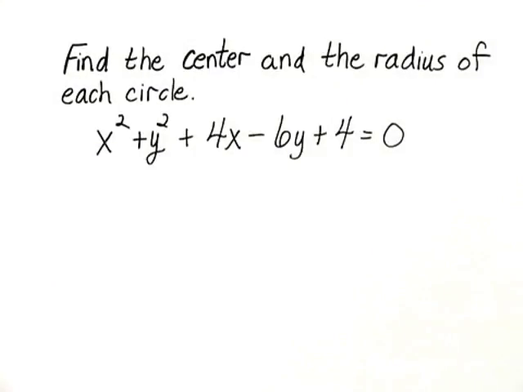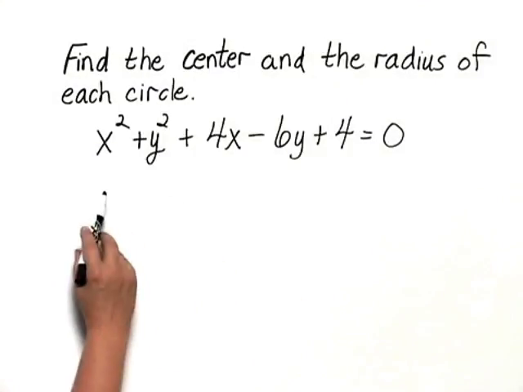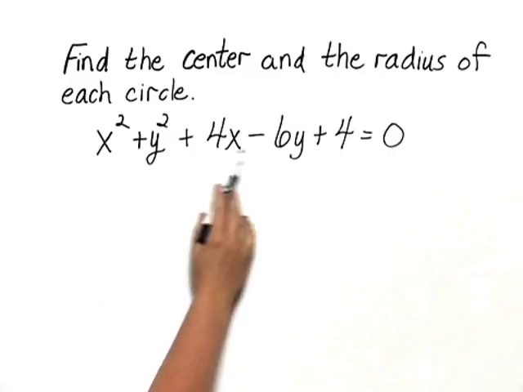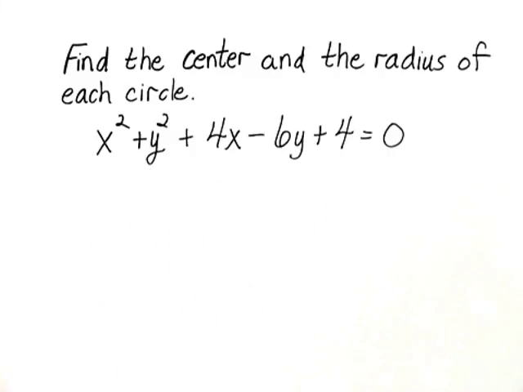Find the center and the radius of each circle. We have the equation of the circle, x squared plus y squared plus 4x minus 6y plus 4 equals 0. Now if this equation is written in the right form, we can read the center and the radius directly from the equation. But we're going to have to complete the square actually twice in this case in order to find that form.